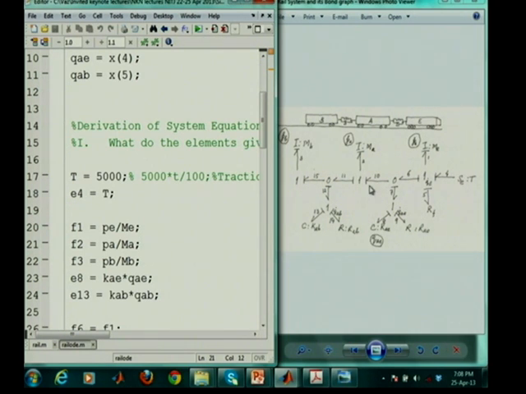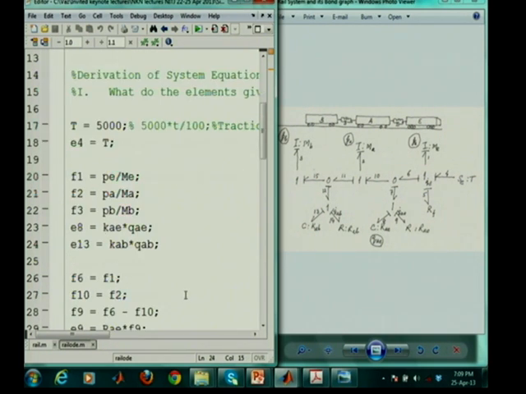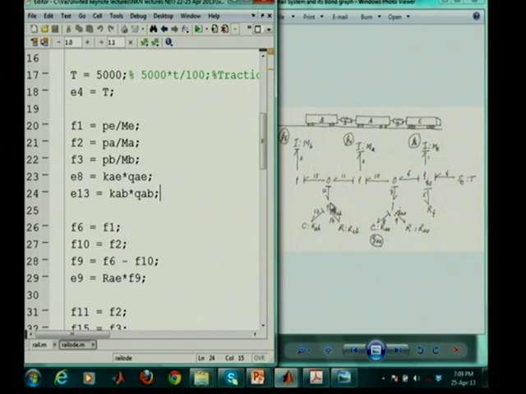Then you have flow 2. What does this element give to the system? It gives flow 2, and that is PA upon MA. What does this give to the system? It gives PB upon MB. Flow 3. What does this element, this C element, give to the system? Effort 8. If it is a linear spring, you can just write it as KAE into QAE, and here you can take this as KAB into QAB, and this becomes effort 13. So you have got all your questions for the spring answered.